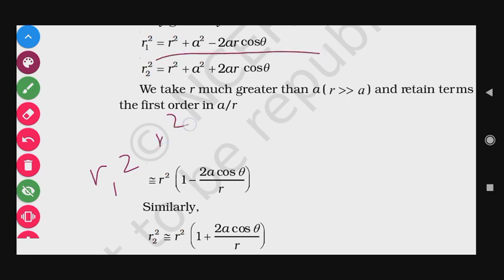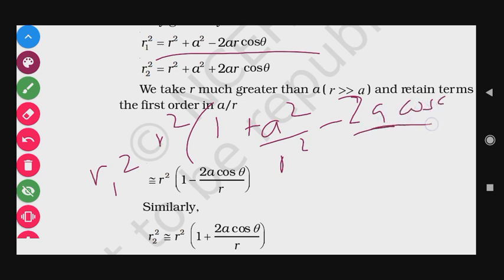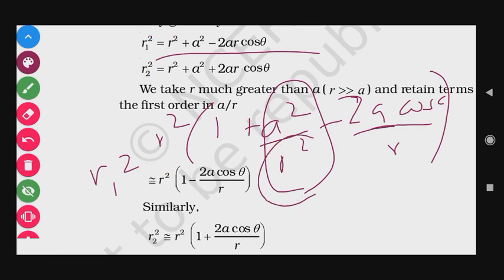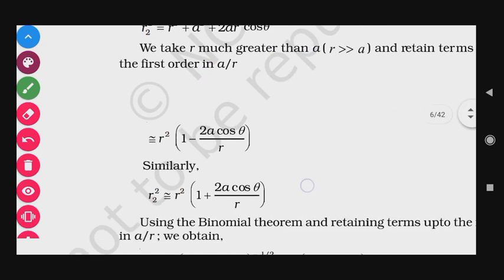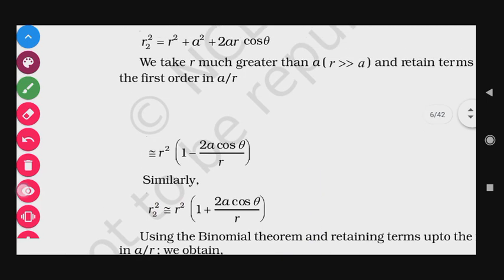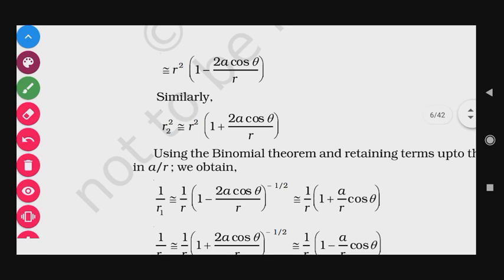What remains is 1 plus a square by r square minus 2a cos theta by r, taking r square common. And you see this is a square term. A is very much less than r, and I'm squaring it, so this becomes very small, so I can neglect it. So what I get is r1 square is equal to this much and r2 square is this much. You can see it yourself if you do the same thing here.